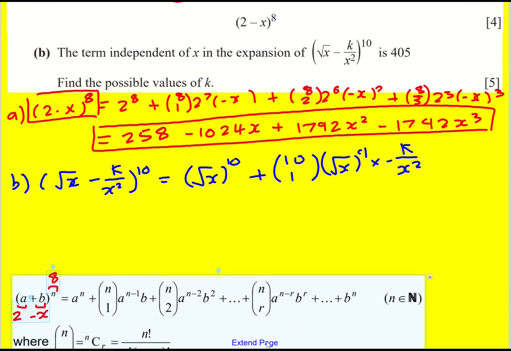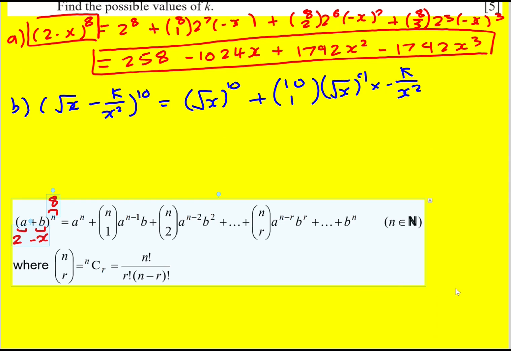So maybe there's two ways to do this then. We could just keep going down until it works. Now it's going to have to be an even power for it to work. So if I went with root x to the 8, and I'll forget the k, 1 over x squared, squared, then that's going to work, because here I'd get x to the half to the 8, that would be x to the 4, and here I'd times by 1 over x to the 4. So it's going to be that term there that I'm interested in.